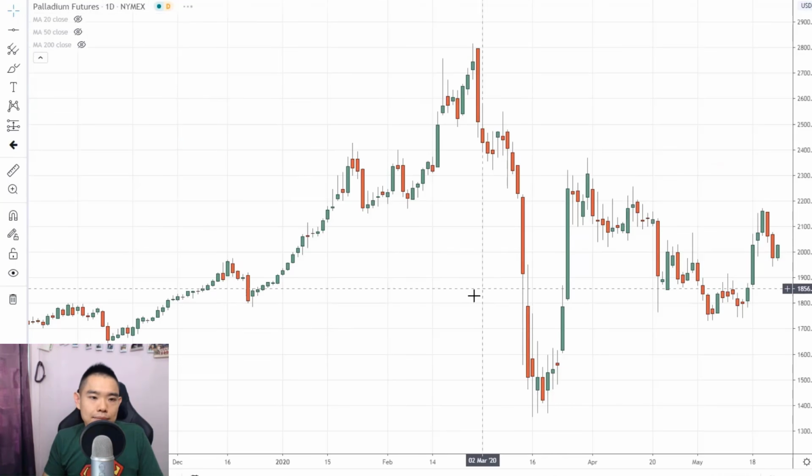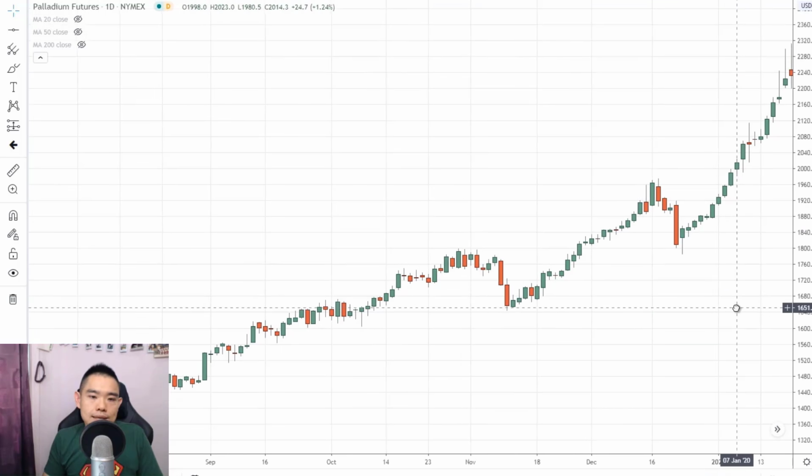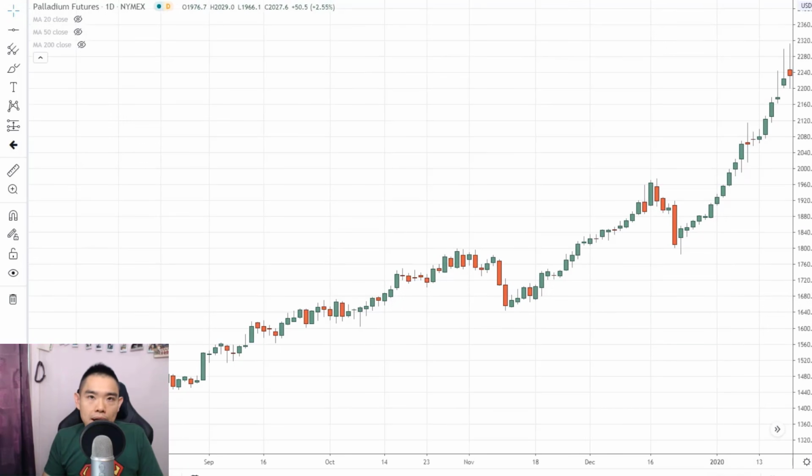Moving on, what about palladium? Palladium, daily time frame. If you look at this one over here, let's say you happen to buy the breakout of this high. Hypothetically, the market is in an uptrend, so let's buy. So you bought the breakout and you want to capture a trend. What can you do? Well, one way to go about it is using the moving average.